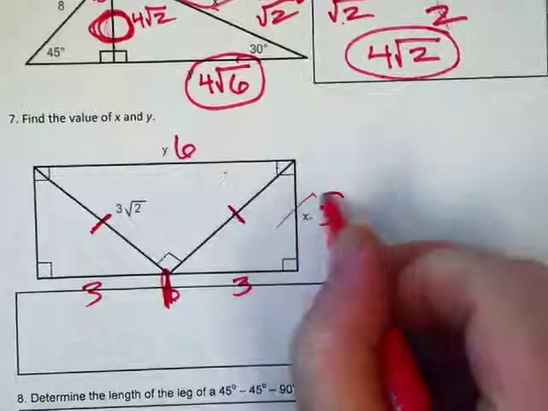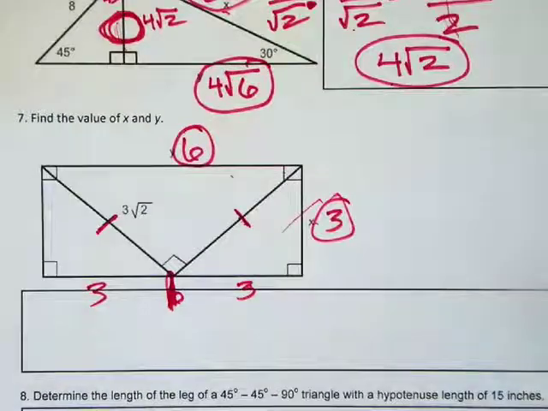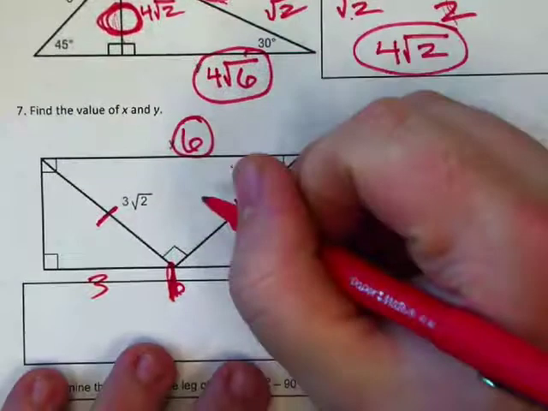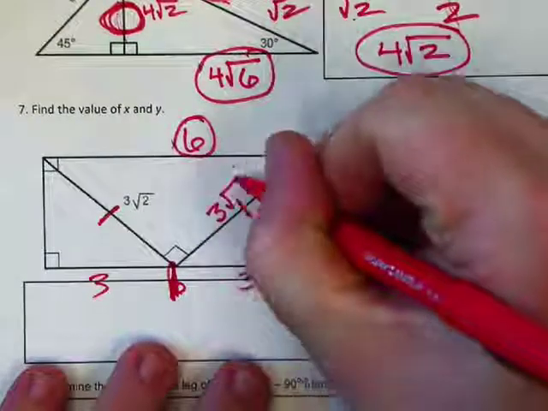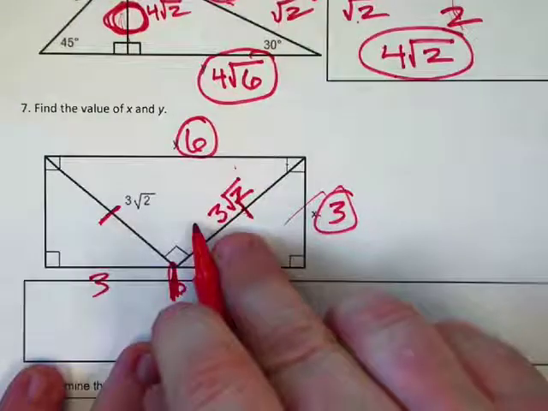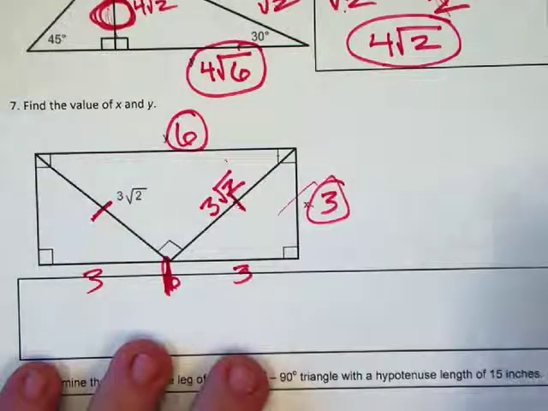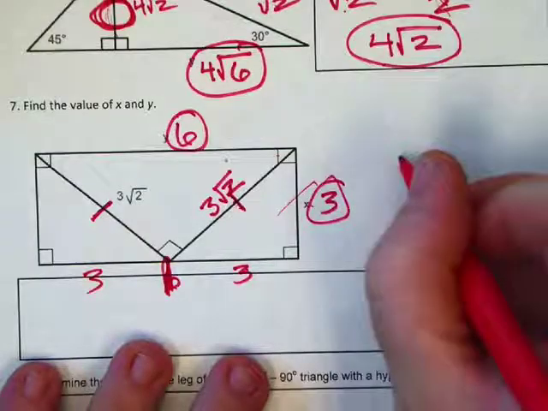So that would mean x is 3. Okay, so sometimes you got to go through it logically, and mathematically we could find it. We could say, all right, 3 square root of 2, because remember, the two legs are exactly the same. And if they're the same, we know the hypotenuse. The hypotenuse is 3 times the square root of 2.